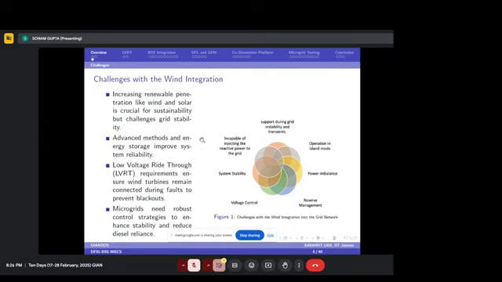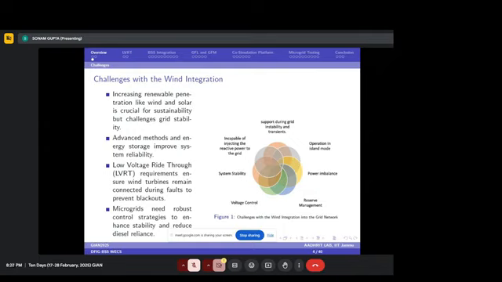And if we look into system stability, out of the different grid codes, one of the main grid code requirements is the low voltage ride through requirement, which ensures that the wind turbines remain connected during faults to prevent blackouts.